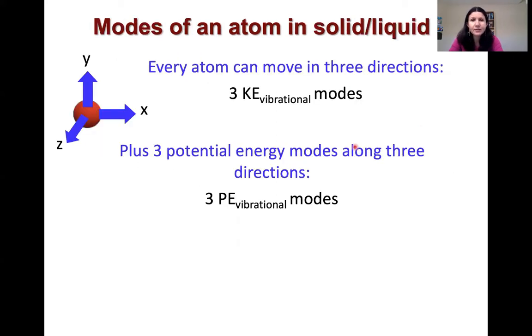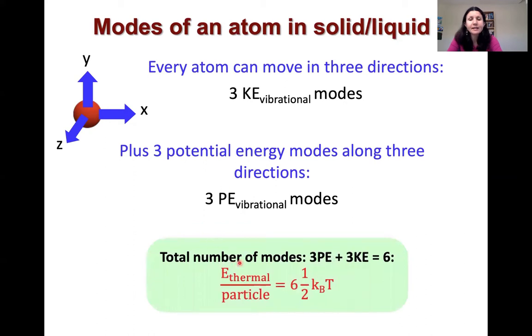Okay, so let's start with our solid and liquid. Every atom can move in three directions. So there are three kinetic vibrational modes. We just call them vibrational to stress the fact that it comes from these random vibrations that happen in a solid or a liquid. Plus there are these three potential energy modes. For every kinetic vibrational mode, there has to be a potential energy mode. You cannot have a spring mass just moving without having potential energy. So there's 3 and 3, a total of 6 modes.